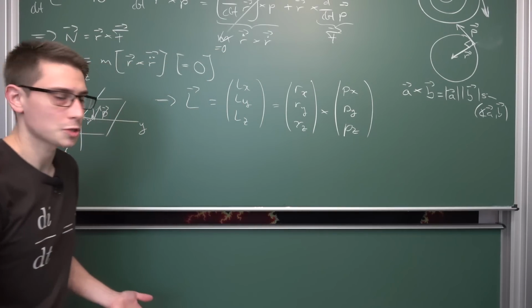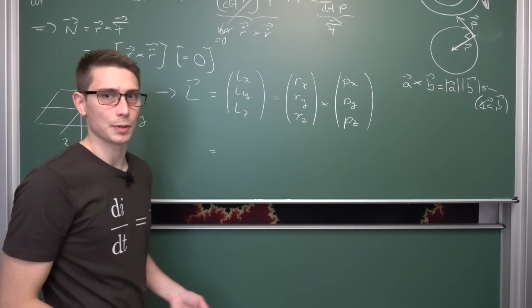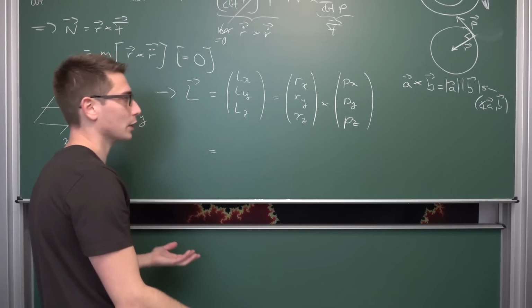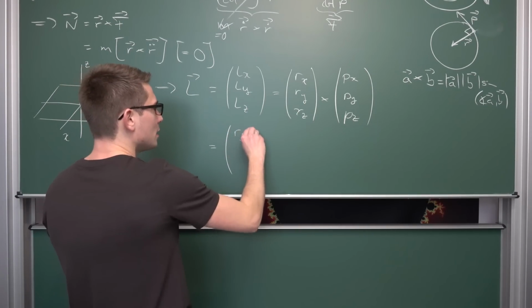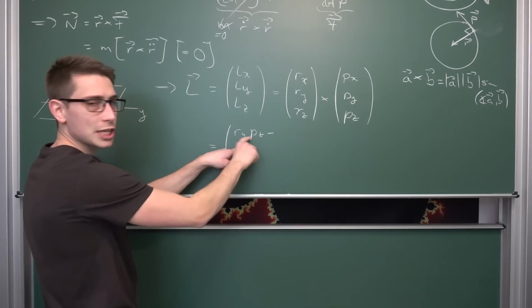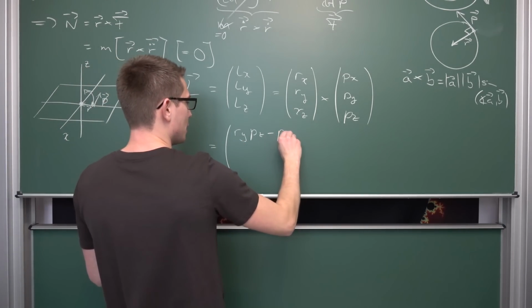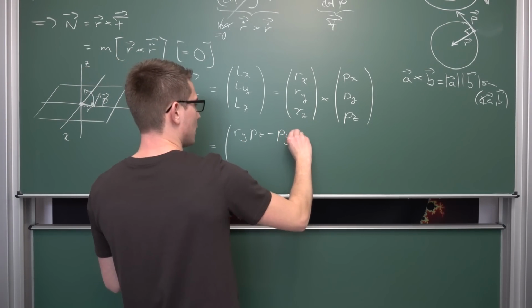Now calculating the cross product is rather easy. It's just a bunch of permutations and differences going on in the entries. Now we are going to multiply those two together, leaving us with Ry Pz, negative, and now just the indices changed, meaning Py and Rz.